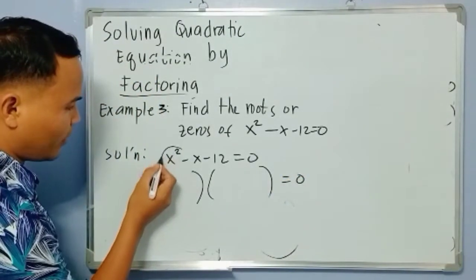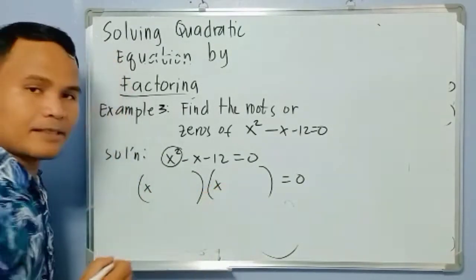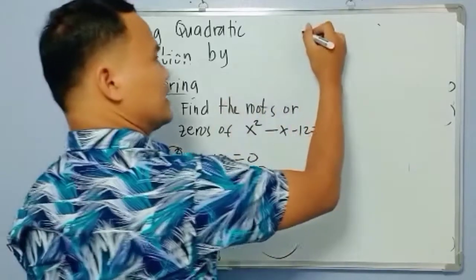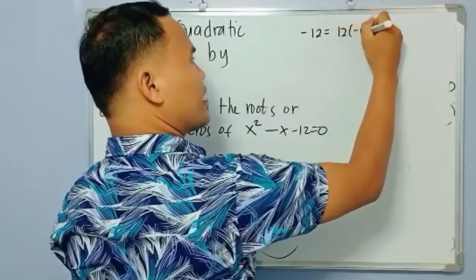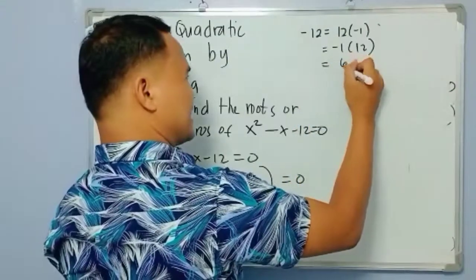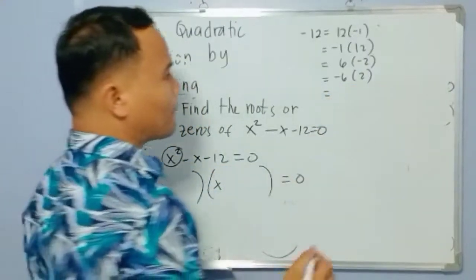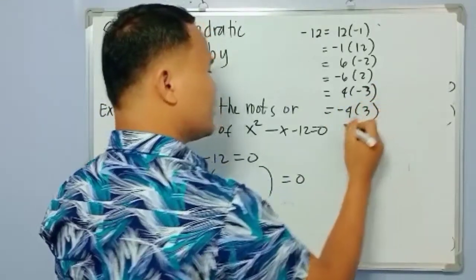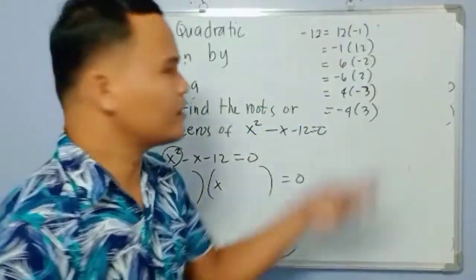Then the factors of the first term, or the quadratic term, we have x times x. Then, factors of negative 12. Let us write the factors of negative 12 here. We have 12 times negative 1, negative 1 times 12, 6 times negative 2, negative 6 times 2, 4 times negative 3, and also negative 4 times 3. So these are the factors of negative 12.